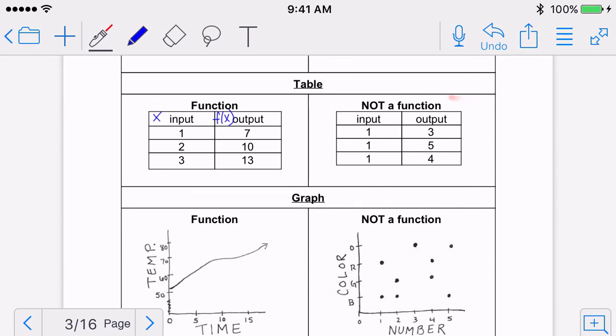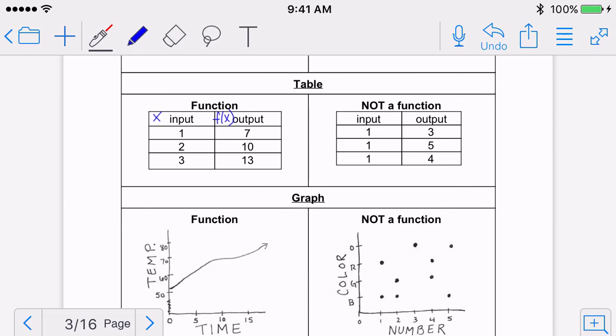So let's look at this example over here. We've got an input of 1, 1, and 1, so we're putting in that same input, but your output is different. 1 is being paired with 3, 1 is being paired with 5, 1 is being paired with 4. But 1 should only be paired with one value if it's a function. So that's what makes this not a function. Over here, you've just got 1 being paired with 7, 2 with 10, 3 with 13, so that's fine. Every one of those input values is being paired with one output value.